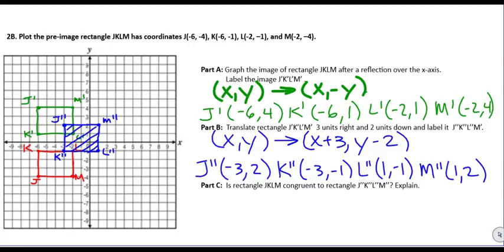Then our final question says, is rectangle JKLM congruent to rectangle J double prime K double prime L double prime M double prime? Because all we did here was flip it and move it, it is congruent. So the answer to this is yes, it is congruent.